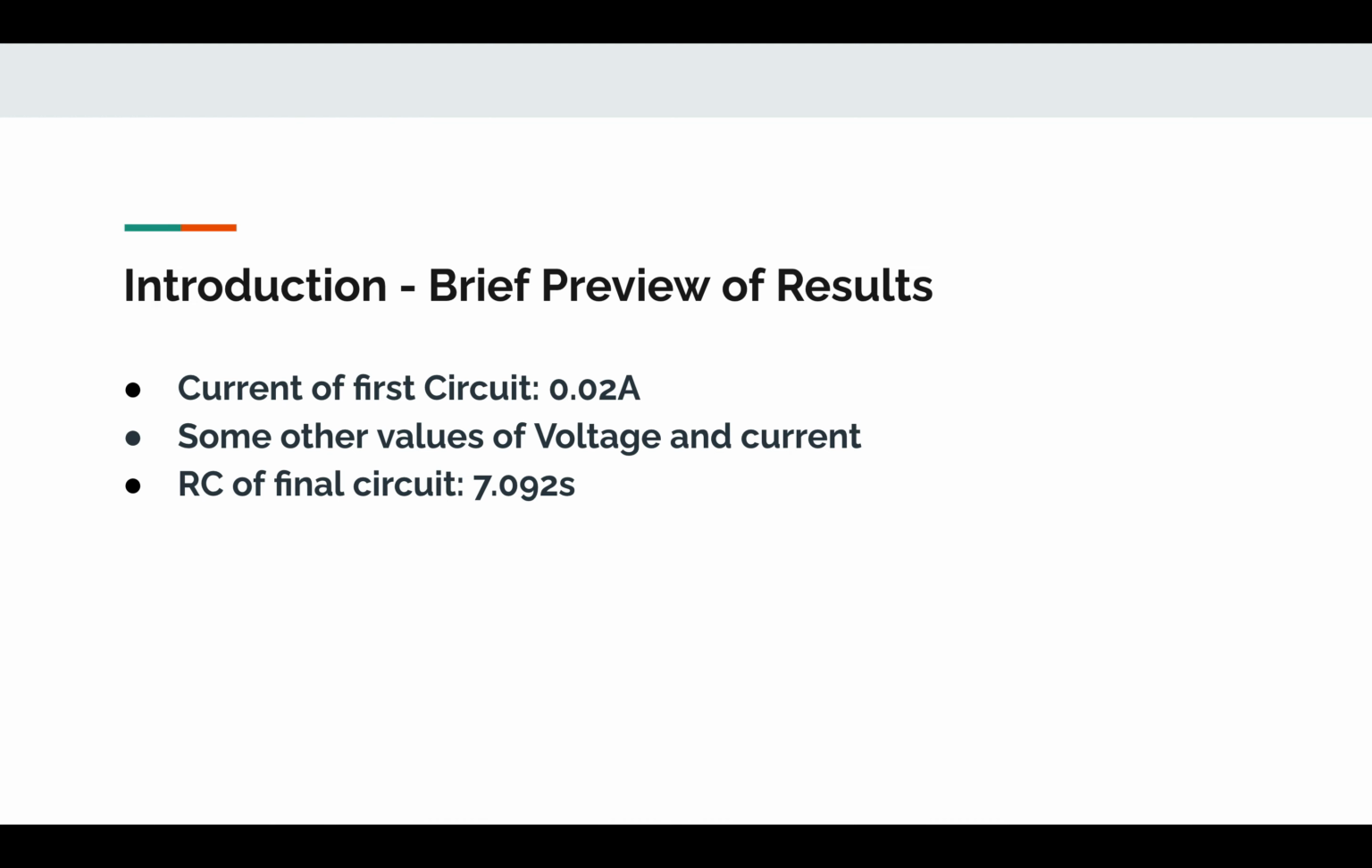Here is a brief preview of my results. The current of the first circuit we built in our experiment is 0.02 amps. I measured some values of voltage and current in several experiments, and the RC of our final circuit is around 7 seconds.